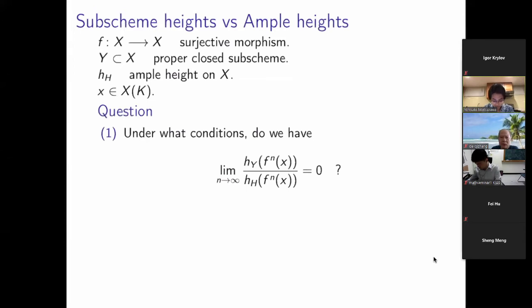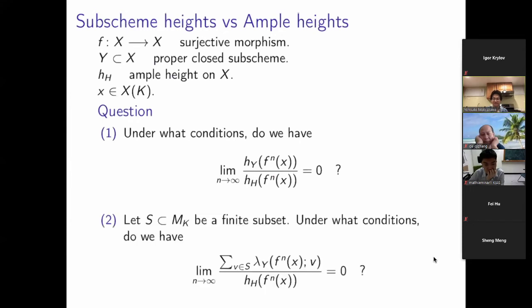Okay, so the first question is, let's consider the ratio of closed height associated with closed subscheme and the ample height function, and consider the behavior of this ratio on the orbit Fⁿ(x), and take the limit. So under what condition does this limit go to 0? So this is the first question.